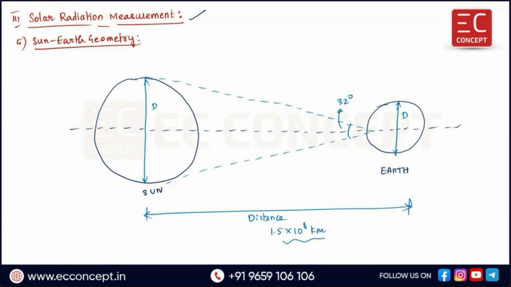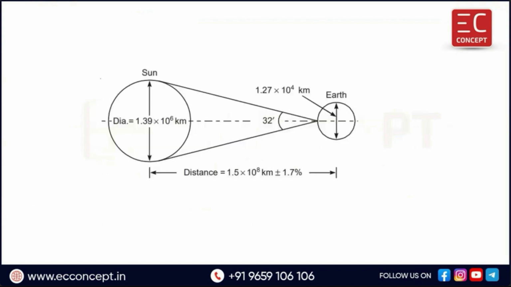So now if you look at the solar rays, the angle they are subtended at is about 32 degree on Earth, okay? Because of the long distance, we have only 32 degree. See, the exact diagram for this I am giving here, from the standard textbook, so you can refer to it, okay.